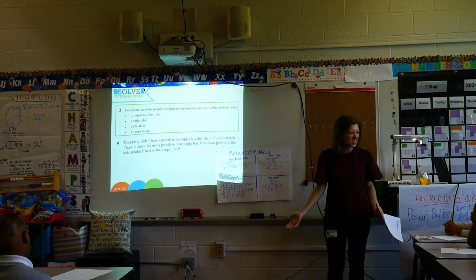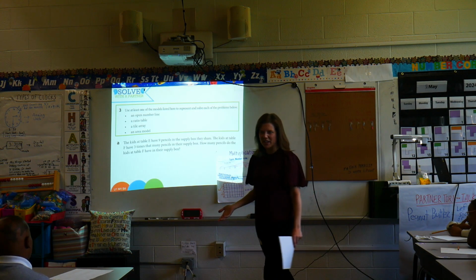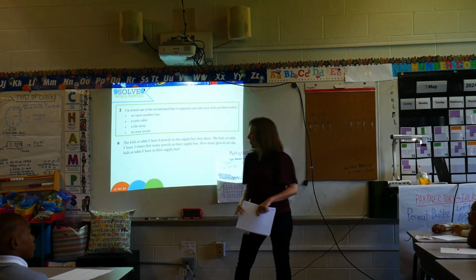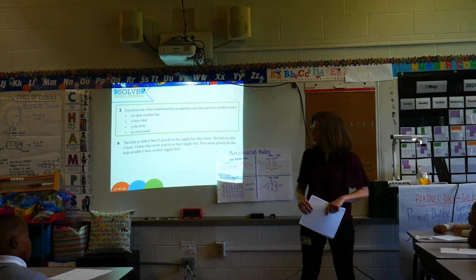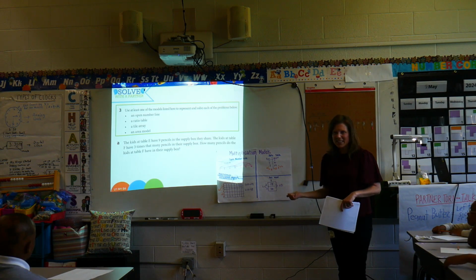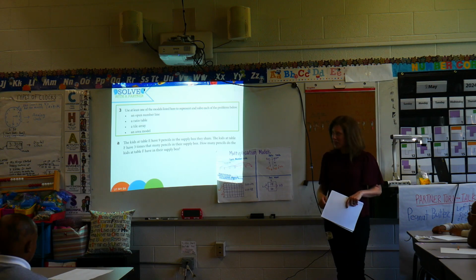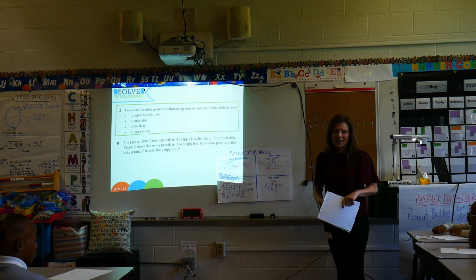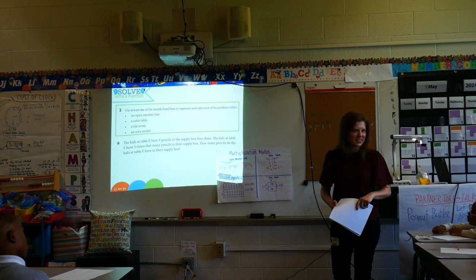We're talking about kids in a class where they have tables, and their tables have letters. At table E, the kids have 9 pencils in the supply box that they share. The kids at table F have 3 times that many pencils in their supply box. How many pencils do the kids at table F have?